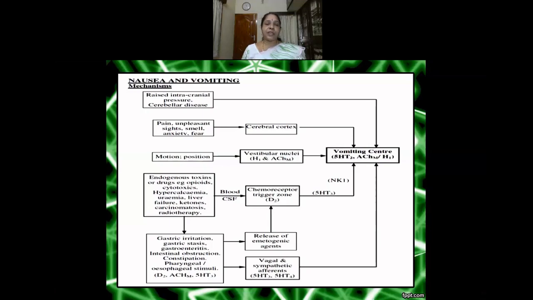Emetogenic agents are those chemicals that will cause vomiting. They will release the emetogenic agents that can affect the chemoreceptor trigger zone, and in turn will affect the vomiting center, or otherwise they can affect the vagal and sympathetic afferents. They are part of the autonomic nervous system, and this will affect the vomiting center. So these are the various causes for the occurrence of nausea and vomiting.